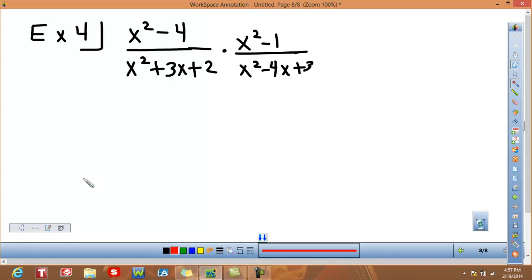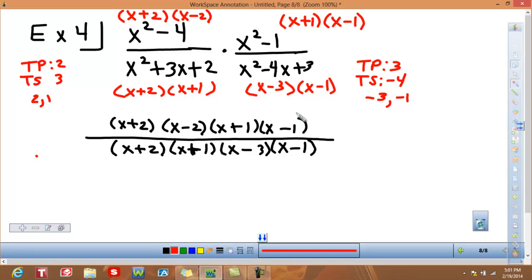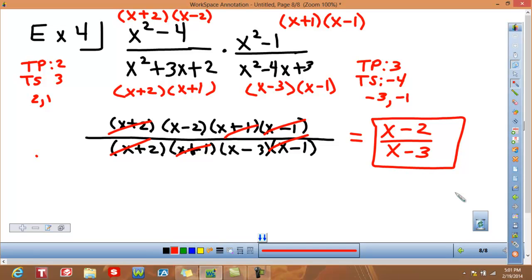Example 4. Again, we want to factor the original expressions and reduce. X minus 1 will go away, x plus 2, and the x plus 1. And we are left with x minus 2 over x minus 3. This is the end of the flap on multiplying rational expressions.